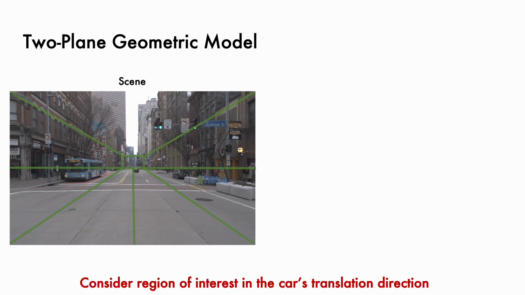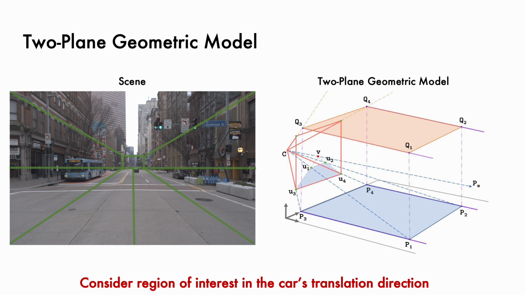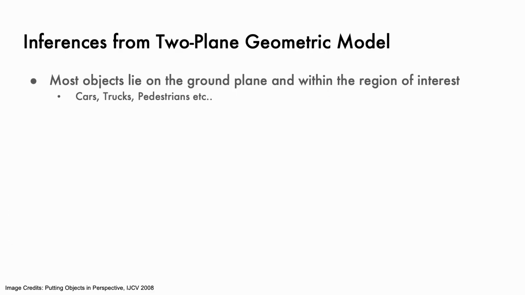Two-plane geometric model forms the core of our method. Consider this scene and the region of interest in the car's translation direction. Corresponding scene geometry is shown on the left, which is our model. Blue plane corresponds to ground plane in the scene. Similarly, orange plane above the ground plane completes the region of interest. This prior, based on scene geometry, is inductive, and both these planes can be mapped onto the scene.